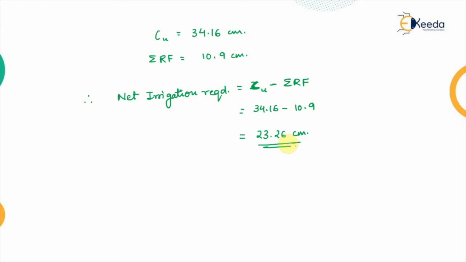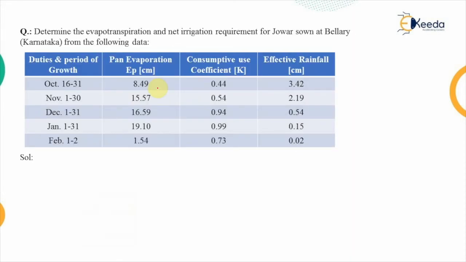This is the net irrigation which is required for the entire season of the wheat crop. That completes the first problem. Moving on to the next problem. It states: determine the evapotranspiration and the net irrigation requirement for the crop of the jowar, which is sown at Bellary, Karnataka, from the following data.